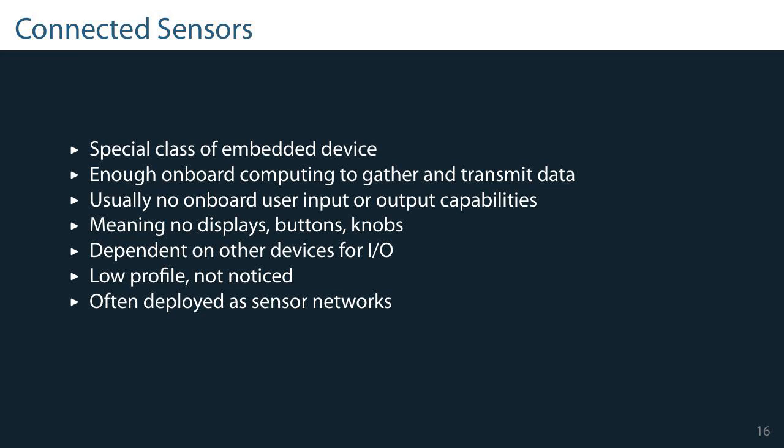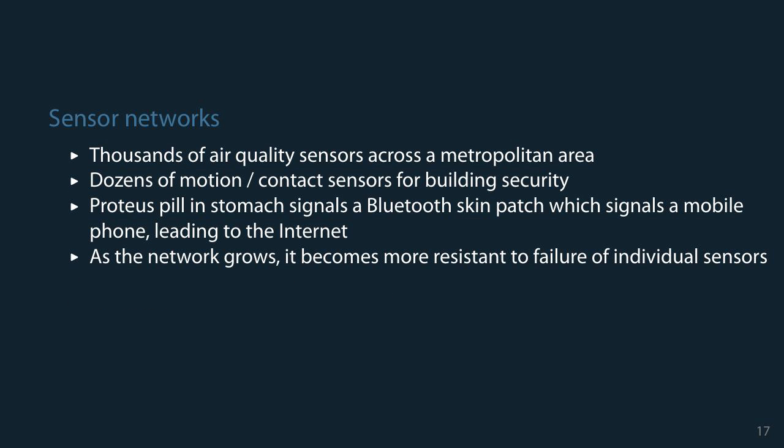They have a low profile. They're generally not noticed by end users. And they're often deployed as sensor networks where you have a whole bunch of connected sensors working together. So here are some examples of sensor networks. You could have thousands of air quality sensors across a metropolitan area. You could have dozens of motion contact sensors for building security.